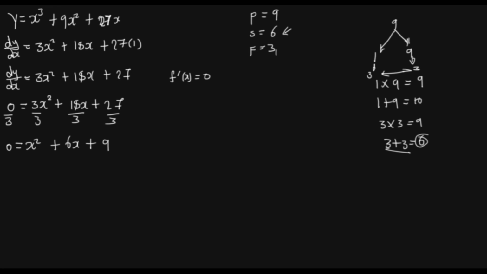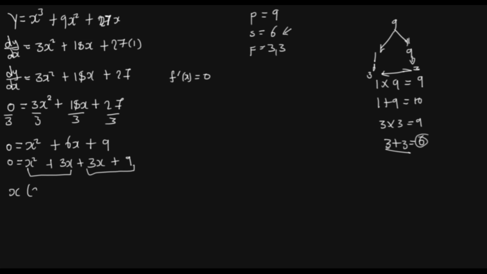So 3, 3. So we can now continue with our factorization. 0 is equal to x squared plus 3x plus 3x plus 9. Then we can now factorize this part and also this part. So here the first part, the first thing common is x.